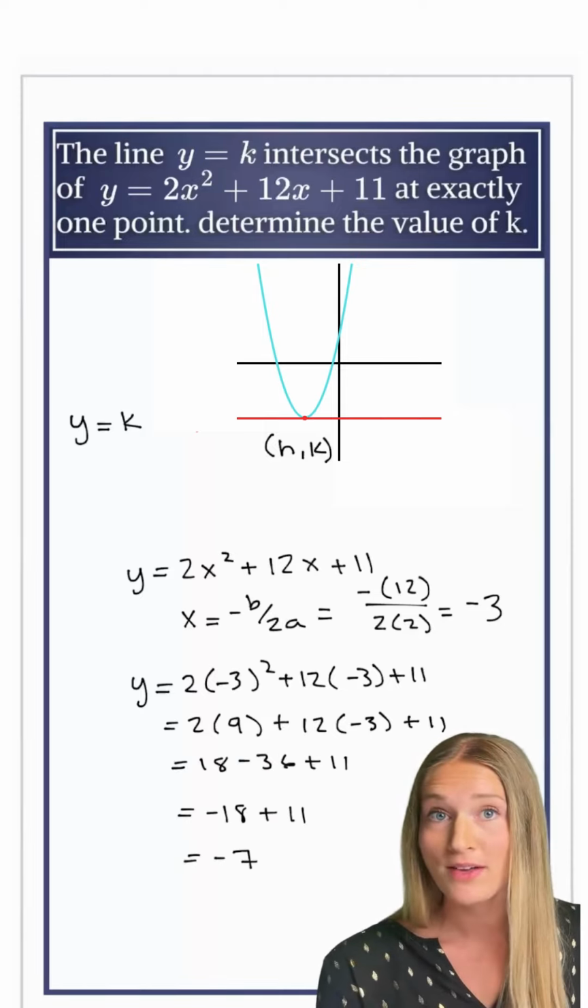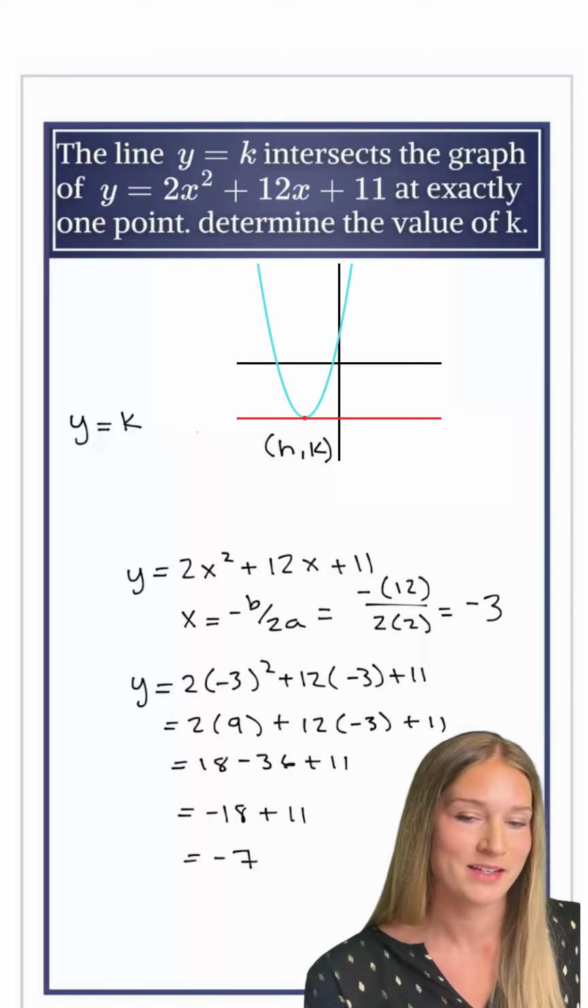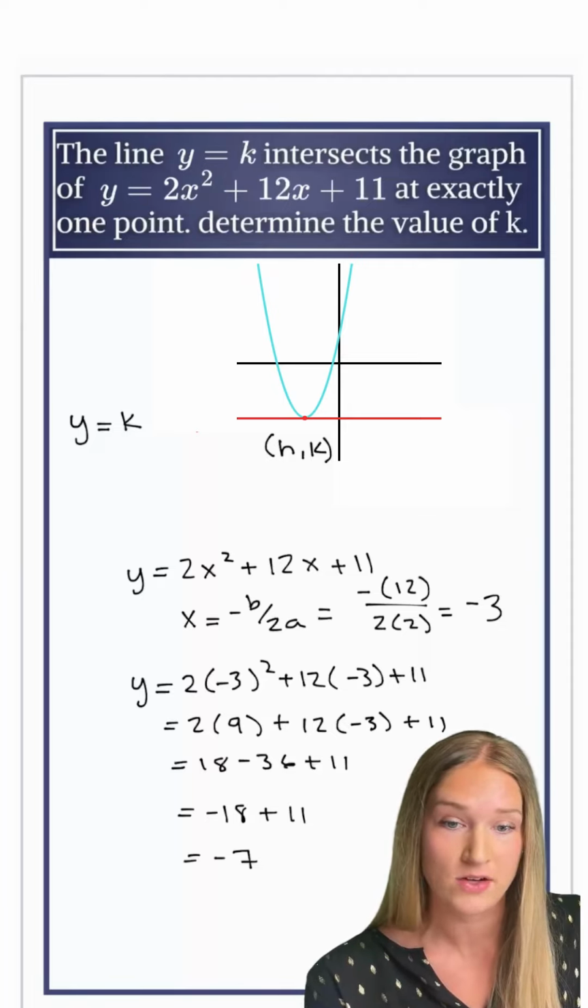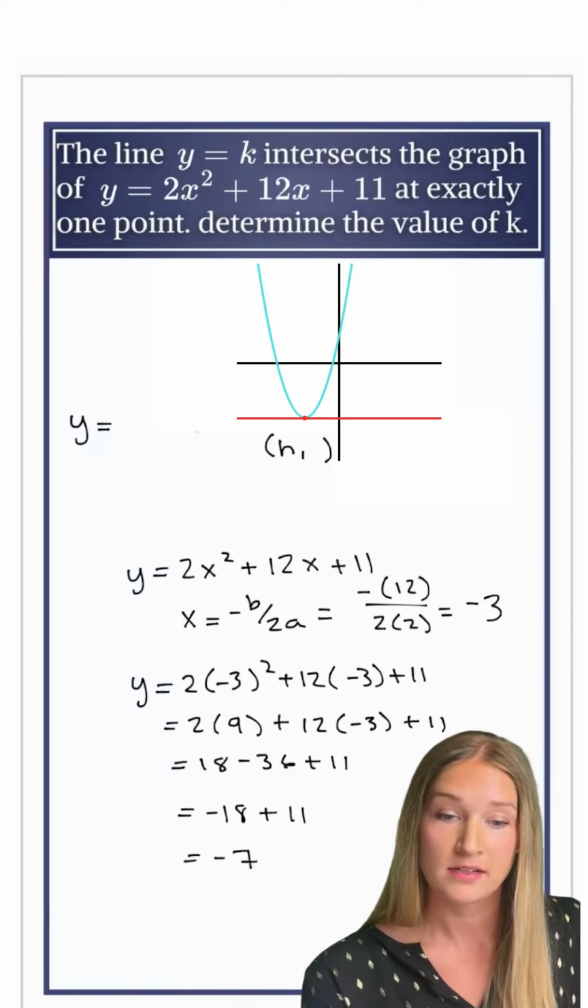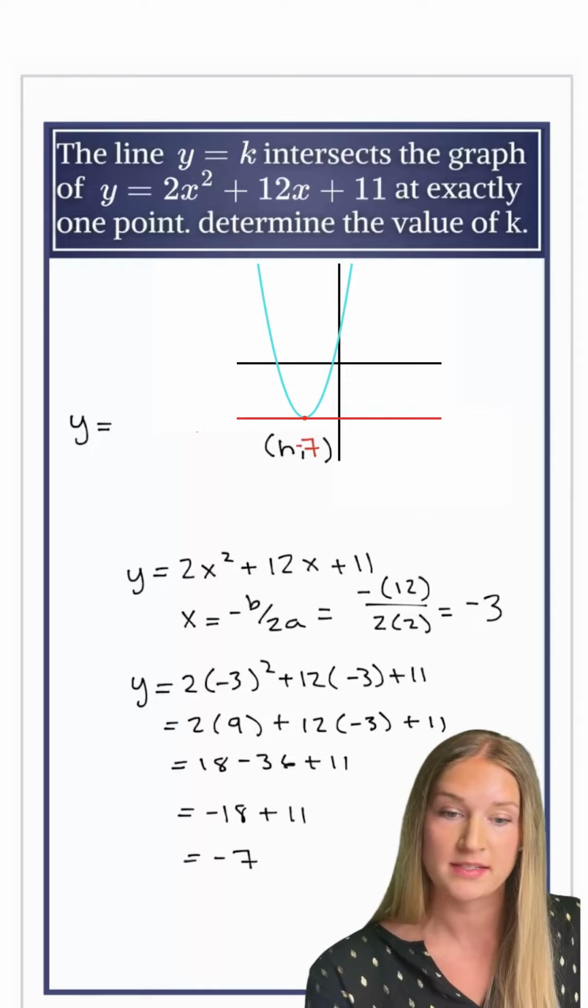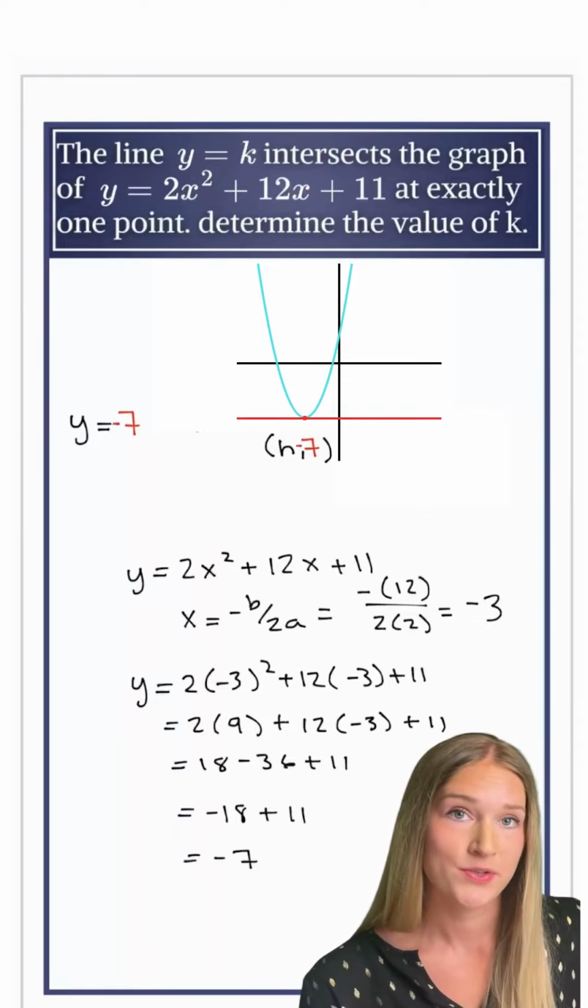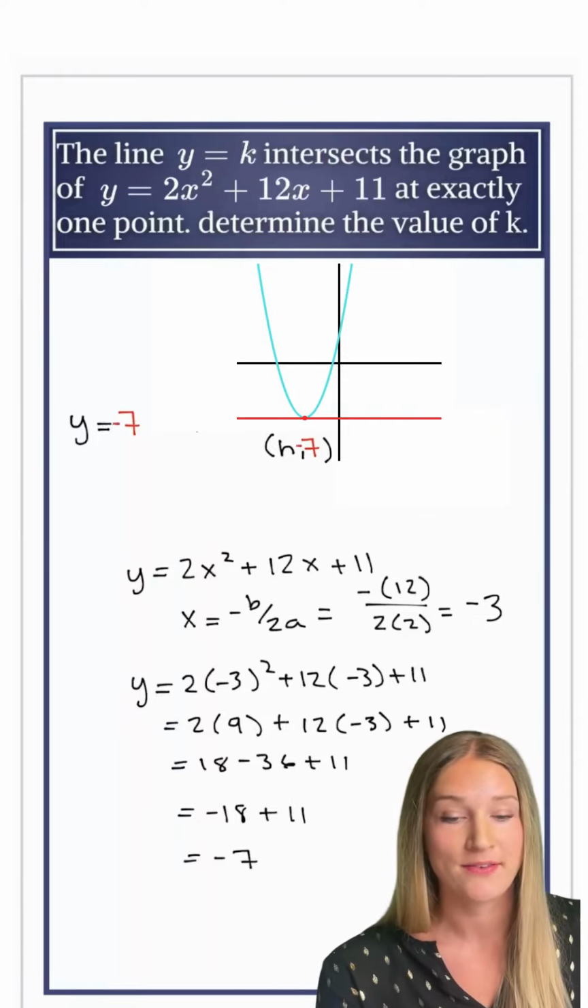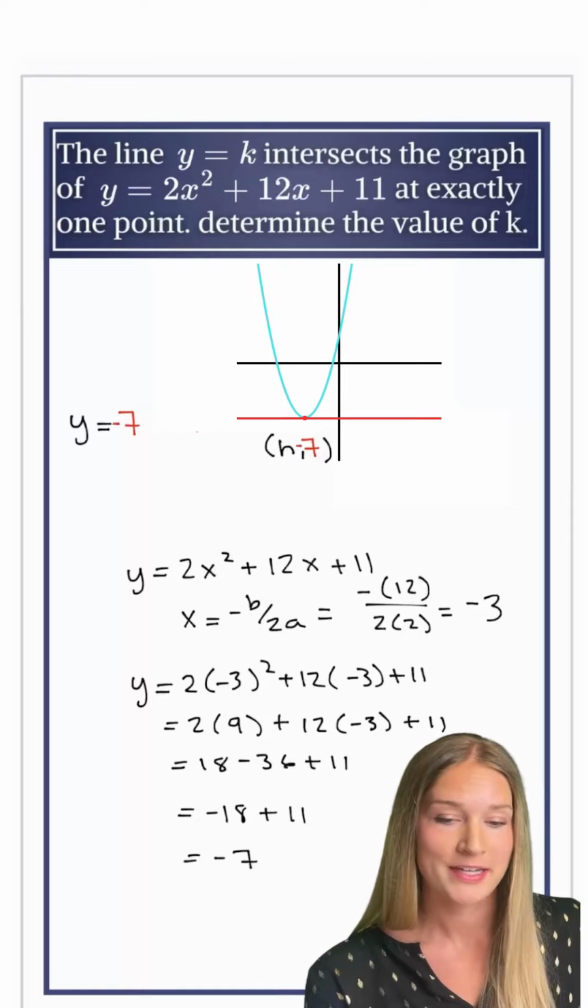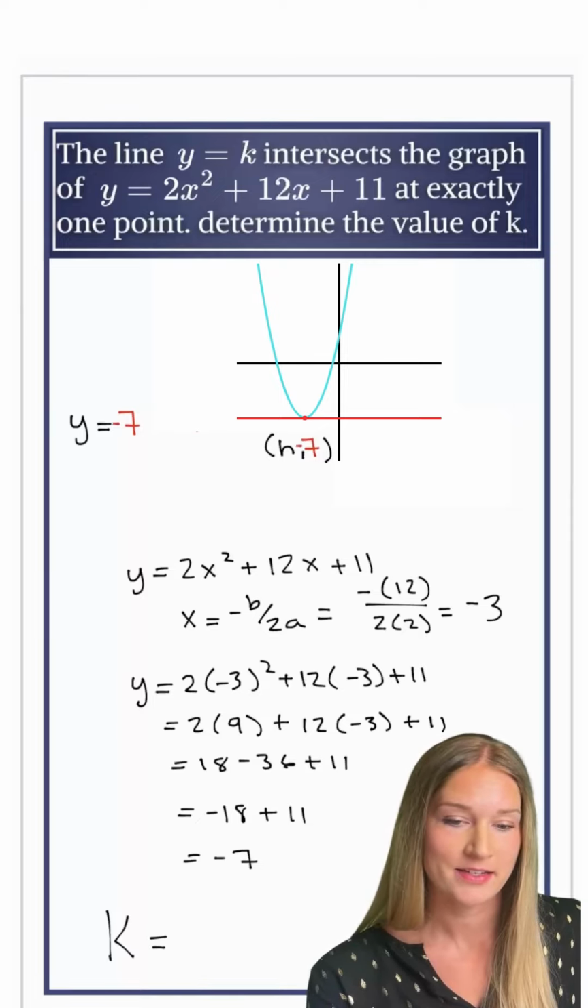So the y value of my vertex is negative 7, meaning that if I go back up to the top here, I can fill in the y value of my vertex with negative 7. So our equation of that horizontal line is y equals negative 7. So our k is negative 7, and that is it.